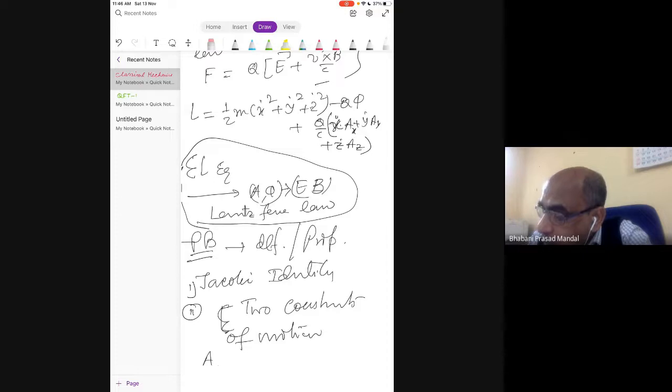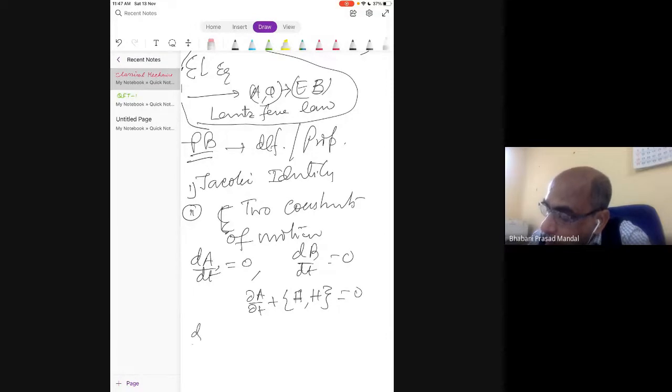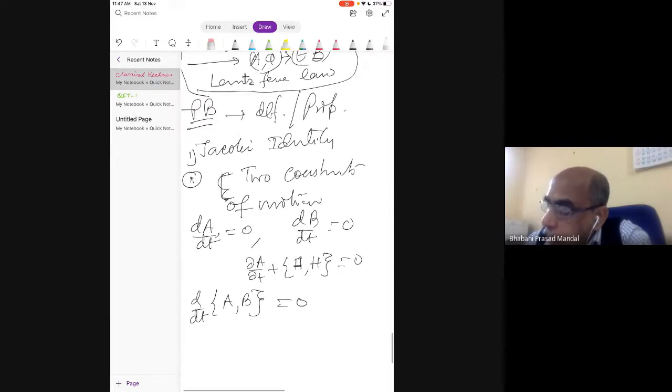Suppose A is a constant of motion, that means dA/dt equals 0, and dB/dt equals 0. They are constants of motion. Constant of motion means del A/del t plus the Poisson bracket of A with the Hamiltonian equals 0. Similarly for B. Then this property says that the Poisson bracket between A and B also will be a constant of motion. So if we have two constants of motion, then their Poisson bracket is also a constant of motion.